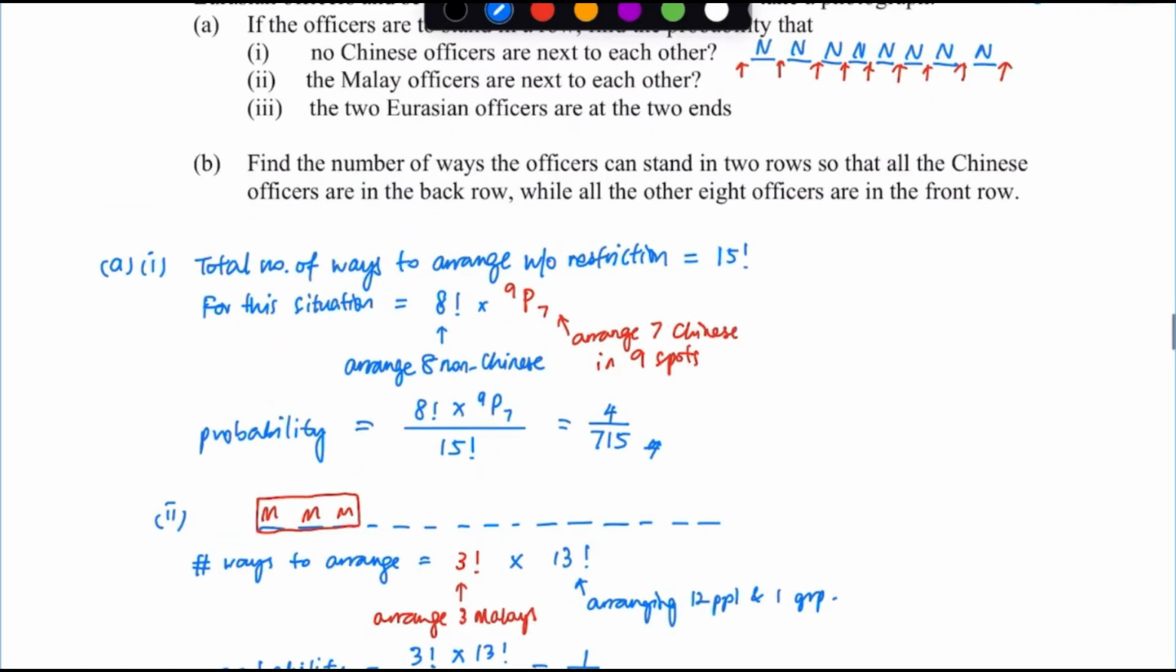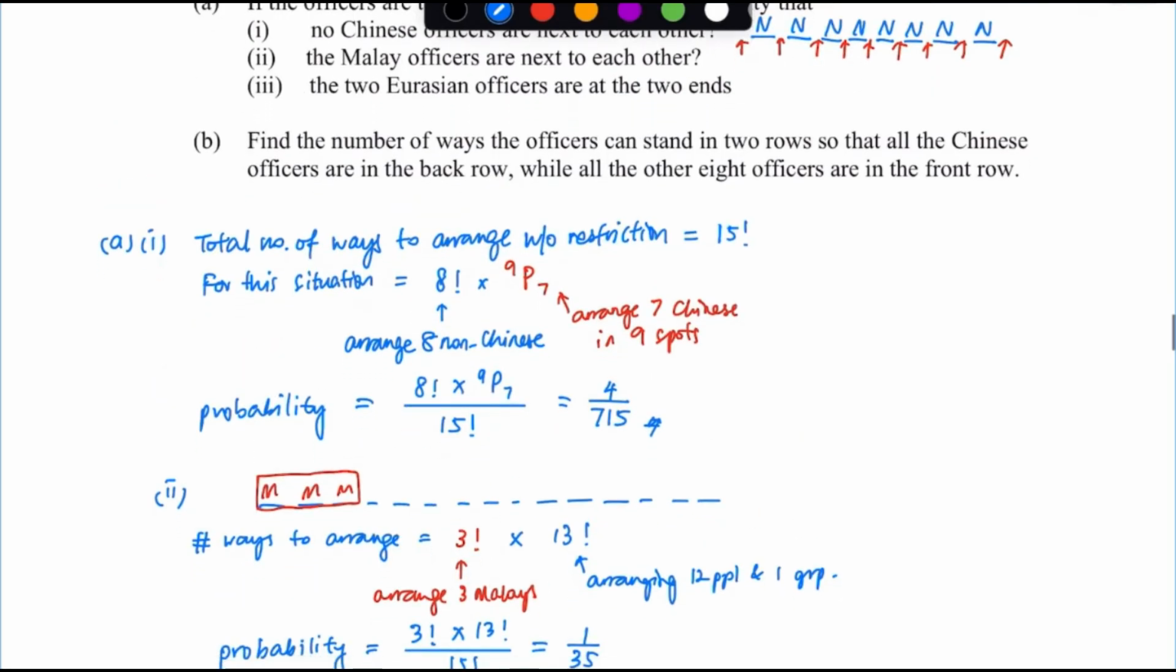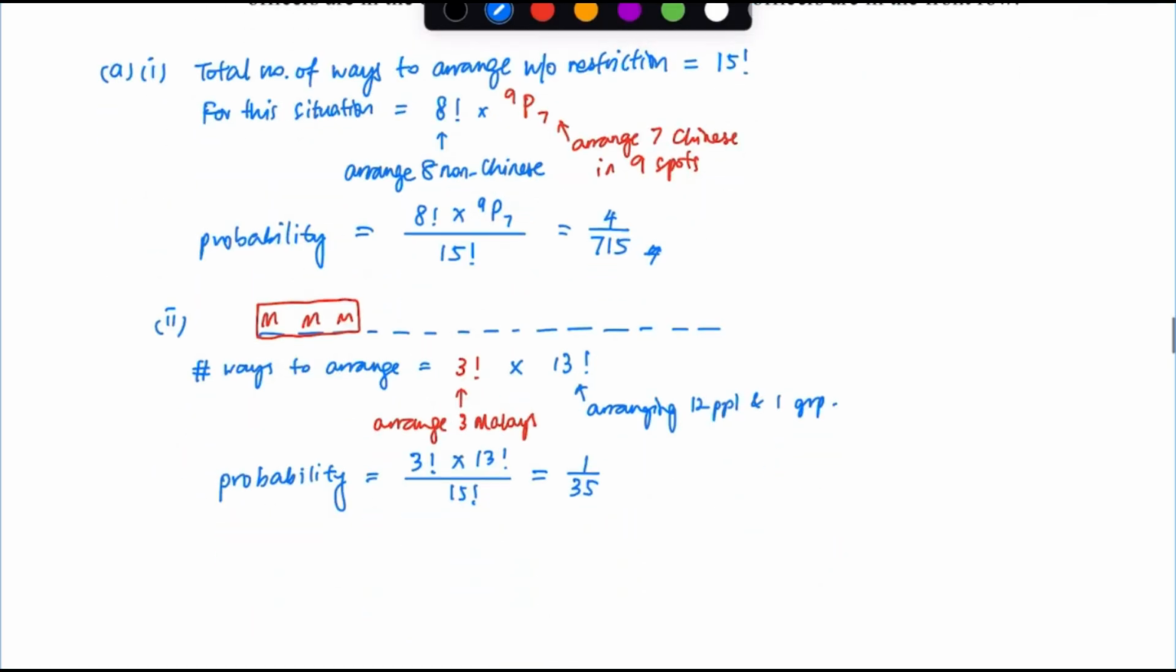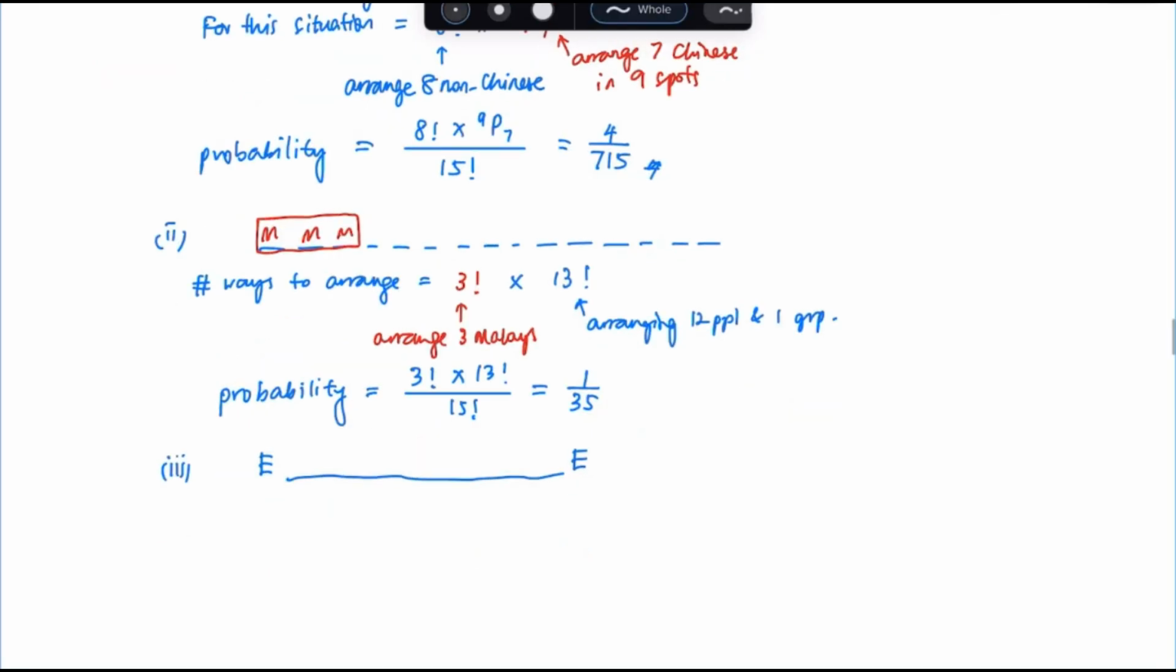Okay, part 3, the 2 Eurasian officers are at the 2 ends. Let's look at this case. We need to have a Eurasian person, and then we need to have the rest standing over here, and then one more Eurasian person. Let me erase and change color.